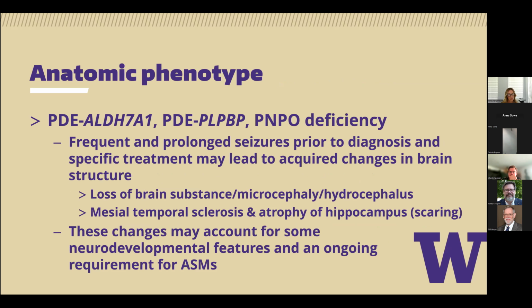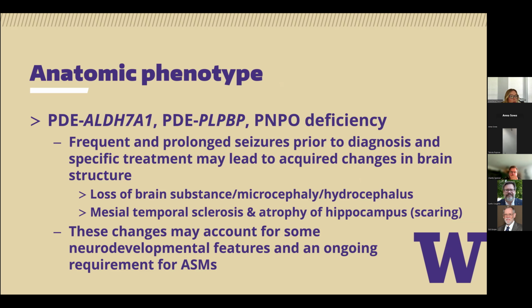So the last thing I'd like to talk about is what I call the anatomic phenotype. This is an area of research that I've been particularly involved in. As far as all three of the conditions are concerned, it's important to understand that a patient who has frequent and prolonged seizures, particularly early in life, and if these have been occurring frequently prior to an accurate diagnosis and specific treatment, this can actually lead to what we call acquired changes in brain structure.